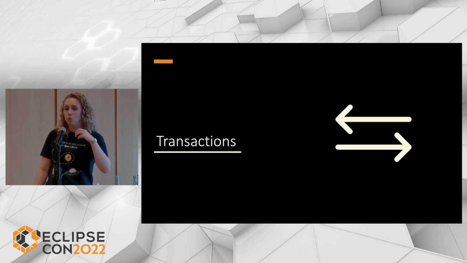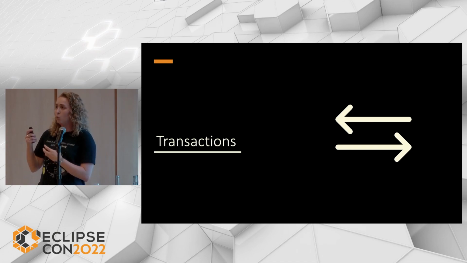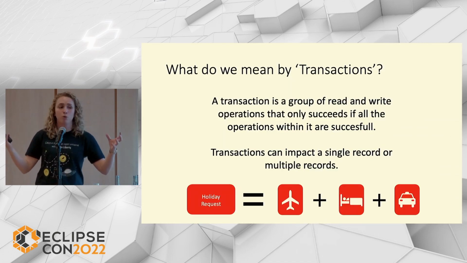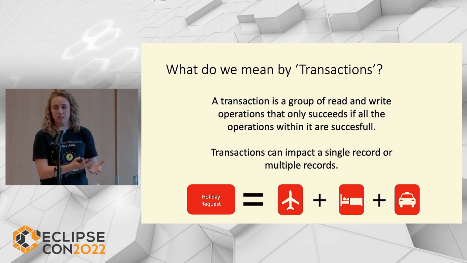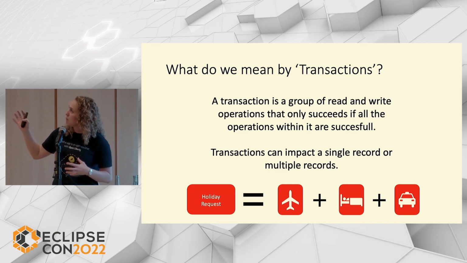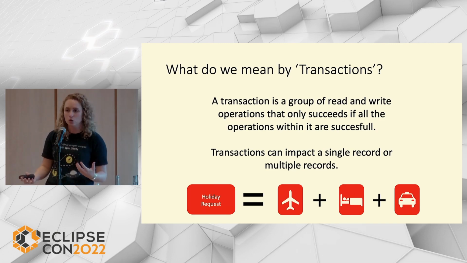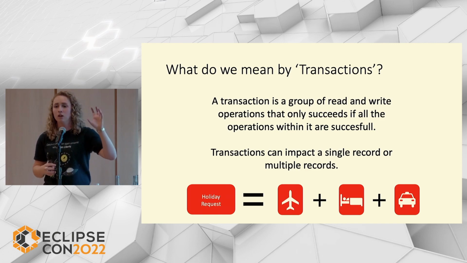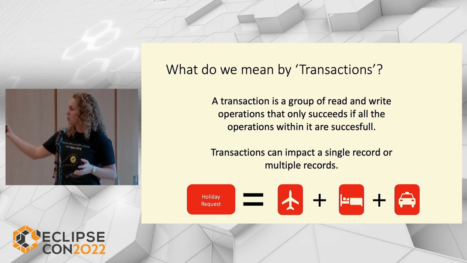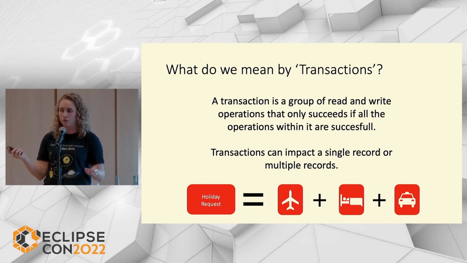So when it comes to actually storing that state, traditionally what we might have used is transactions. What I mean by transactions is really just a group of read and write operations that either all succeed or all don't succeed. So they can either impact a single record or multiple records, and a really clear, very commonly used example is that package holiday that I was describing. So booking, for example, a hotel, some form of transport, whether that be car hire or if you're going fancy, a taxi, and some accommodation as well. And you can only have that package holiday if all of those resources are available.